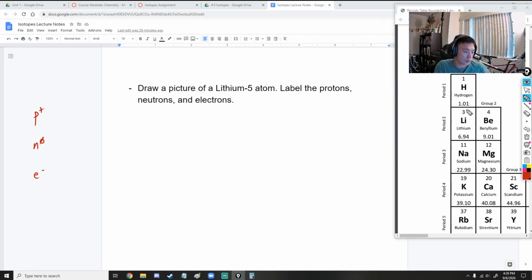So protons is probably the easiest. We just look for the number on the top of the box, 3. So we know that lithium has 3 protons. Okay, let's think about how many neutrons it has. We have lithium-5, so we have the mass number 5. We know that the mass number is equal to protons plus neutrons. So if we have 3 protons, 3 plus what is 5? Pretty simple, right? It's 2. So it has 2 neutrons.